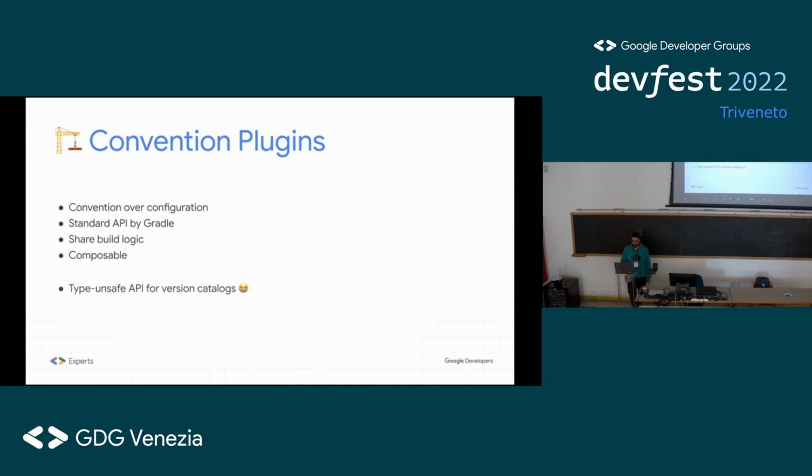Okay, here's another catch. Type unsafe API is the only way to use in convention plugins. I don't understand why it's like this, but basically, if you want to declare a dependency in the convention plugin, you cannot use the version catalog.